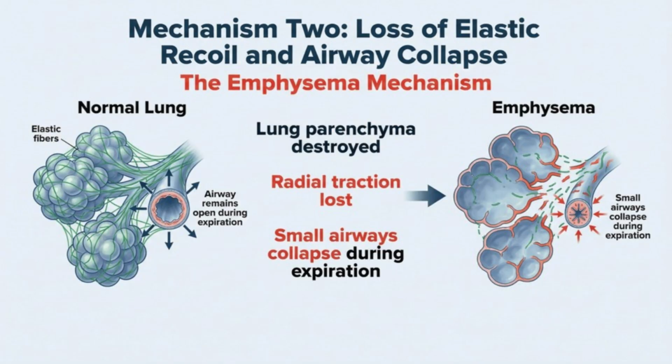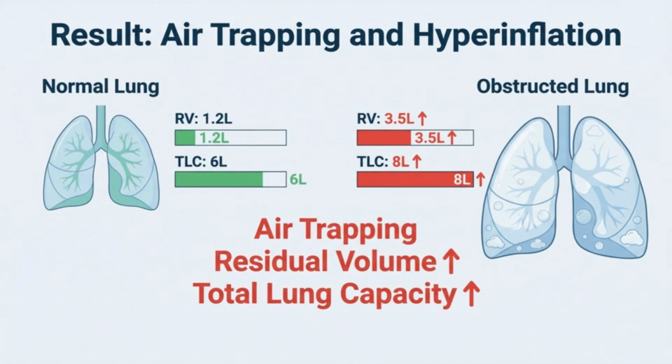Mechanism 2 is loss of elastic recoil and airway collapse. This is the emphysema mechanism. Here the lung parenchyma is destroyed, radial traction is lost, and small airways collapse dynamically during expiration. The result of obstruction is air trapping and hyperinflation. Residual volume increases, and total lung capacity also increases.